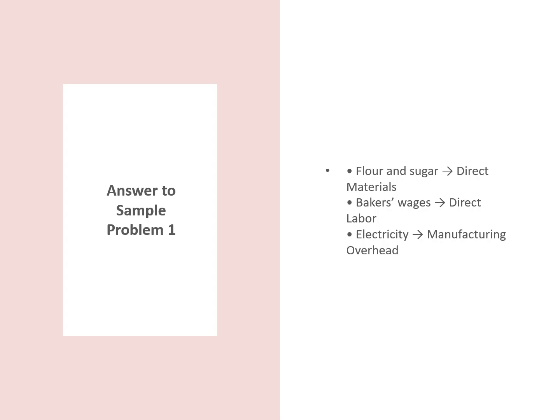Okay, so I hope you took your time to think about it. So the flour and sugar are direct materials, the baker's wages are direct labor, and the electricity is a part of manufacturing overhead. So good job if you got that right.